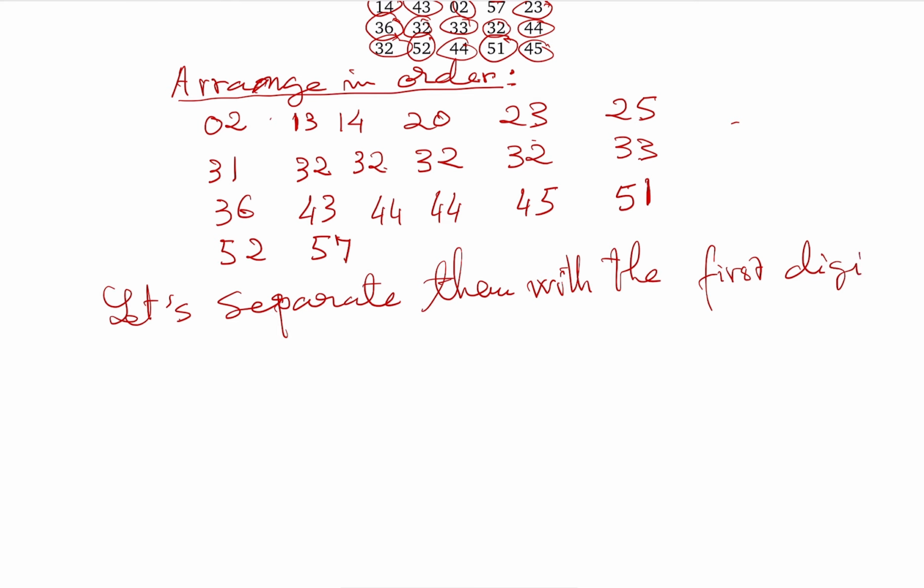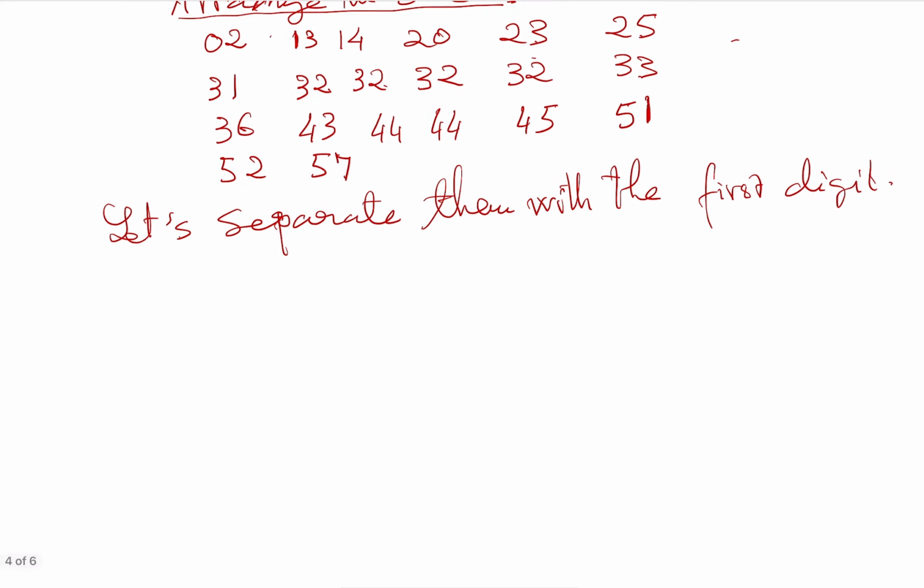Okay, so if you look here, we have only 0, right? We have 0 and 2. The second one, we have 1. We have only two numbers whose first digit is 1. We have 13 and 14. That's all we have.